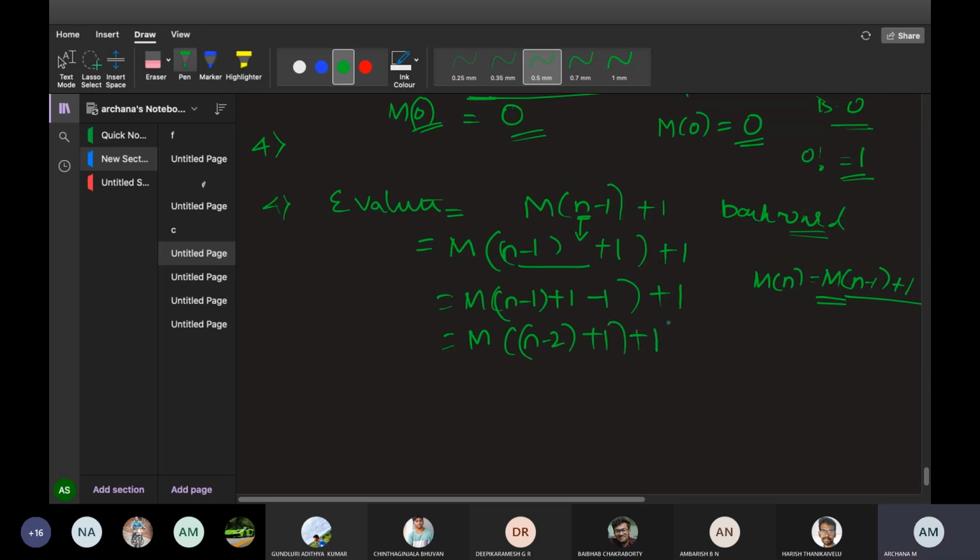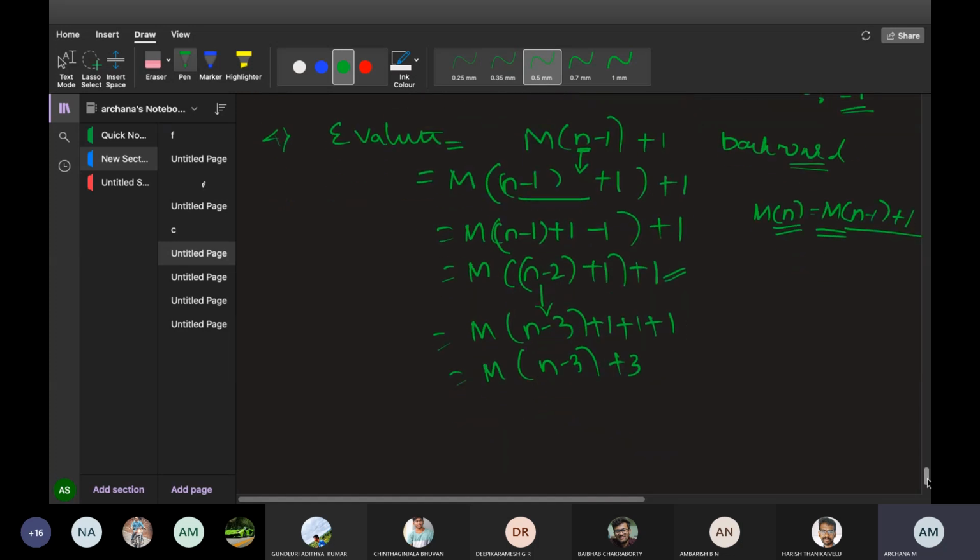This is the formula, right? Substitute the n value. You'll get M of n again. So keep on doing this. Again, you substitute. You will get what? M of n minus 3 plus 1 plus 1 plus 1. So that is M of n minus 3 plus 3. Like this, keep on substituting n. Wherever n is there, put this value, M of n minus 1 plus 1.